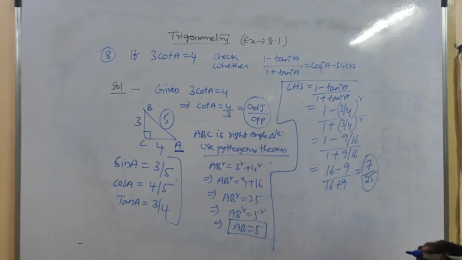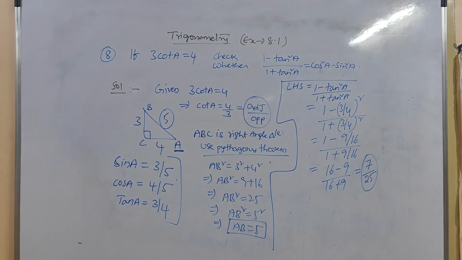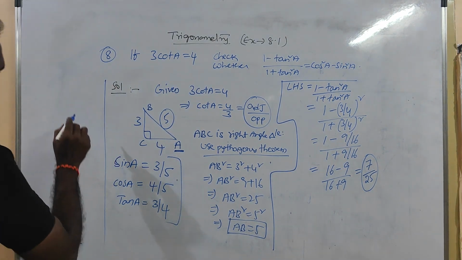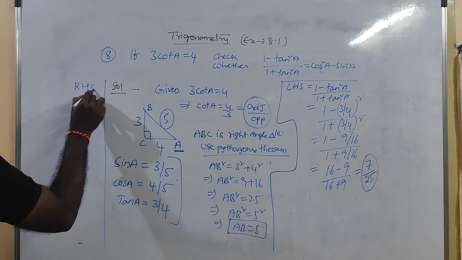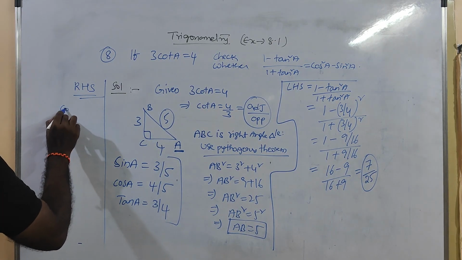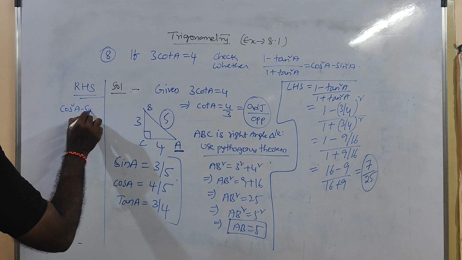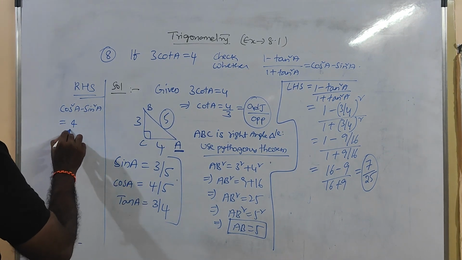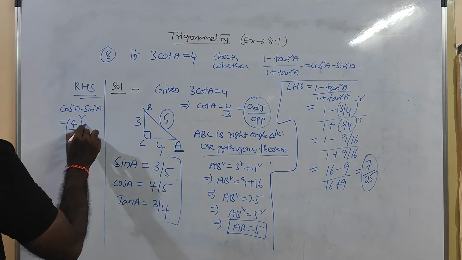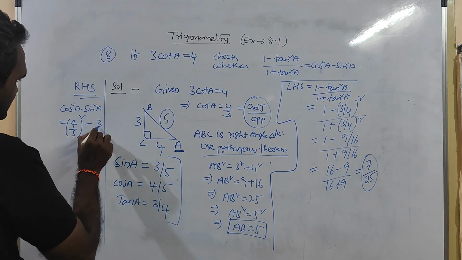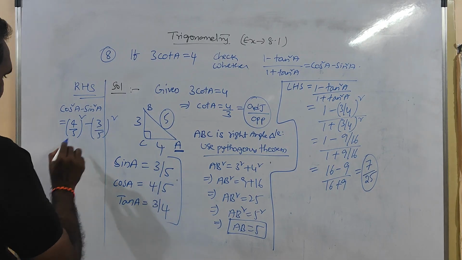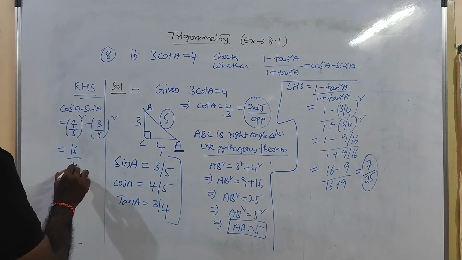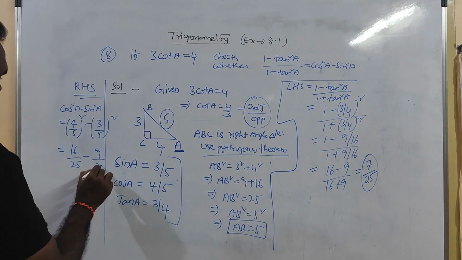This is my LHS. Am I clear? That is regarding my LHS. If you want to talk regarding RHS, this side I will do. Regarding RHS, I am telling, cos square A minus sin square A. What is my cos? 4 by 5. 4 by 5 whole square minus, this is 3 by 5 whole square. Expand this one. 16 by 25 minus 9 by 25.